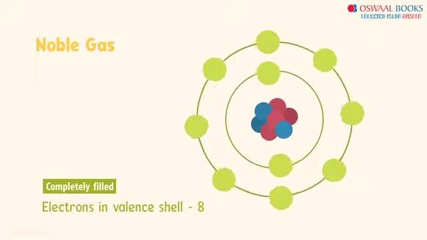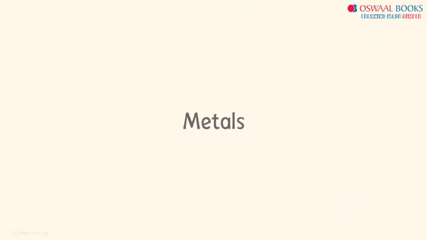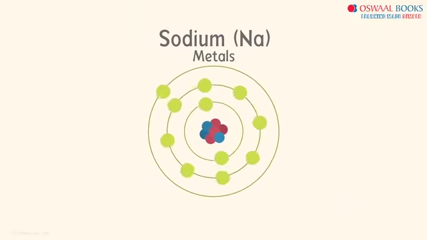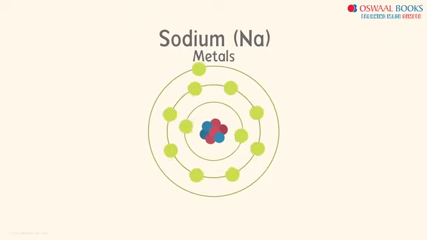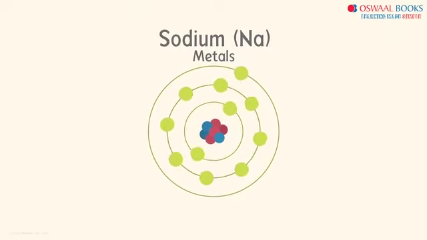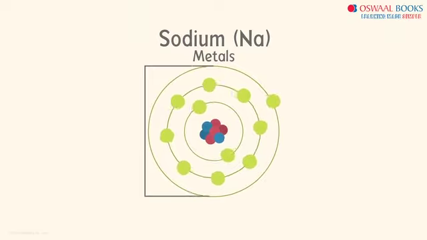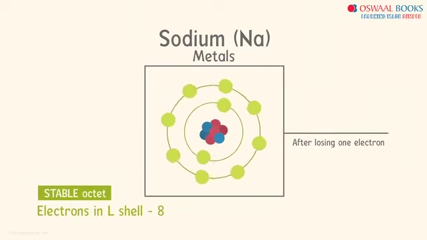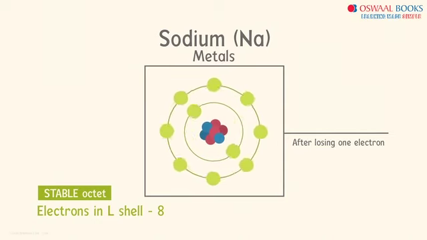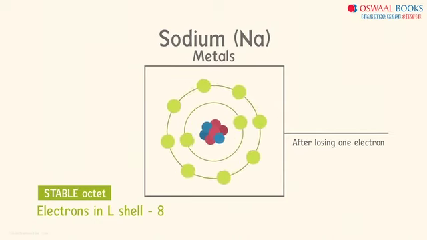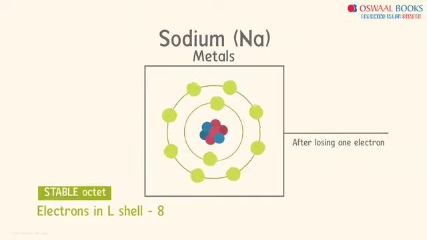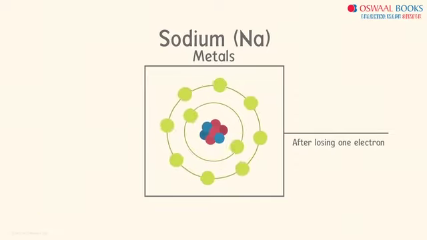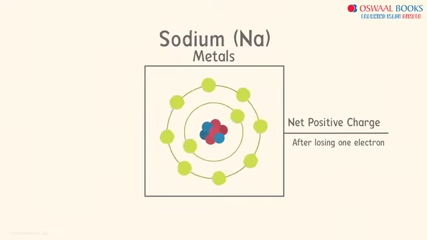Now look at the valence shells of metals. Sodium, for instance, has just one electron in its outermost shell. What will it tend to do? It would want to get rid of the outermost electron. And once it loses the electron from its M shell, then its L shell now becomes the outermost shell, which has a stable octet.